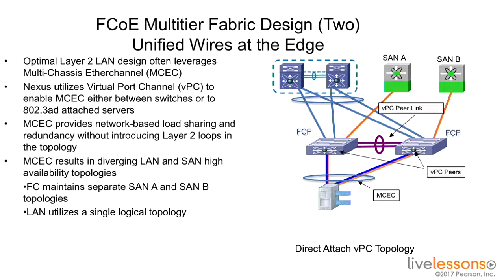It can be more of an optimal design to leverage what we call a multi-chassis EtherChannel through technology like virtual port channels that we'll cover in other lessons. But basically, the multi-chassis EtherChannel makes the two upstream switches look like a single switch, and therefore we don't get any spanning tree blocking on the ports connecting to the switch. This gives us network-based load sharing and redundancy without causing any types of loops in our environment. And we're still able to separate the SAN A traffic and the SAN B traffic on these switches to maintain the critical high availability of the Fibre Channel network.